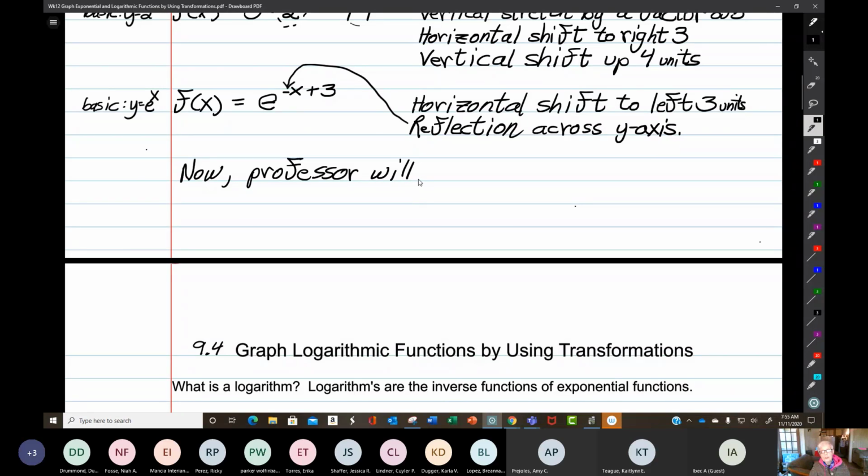Now the professor will actually graph these things for you. But before I go to that, I want to make sure I talk about this.